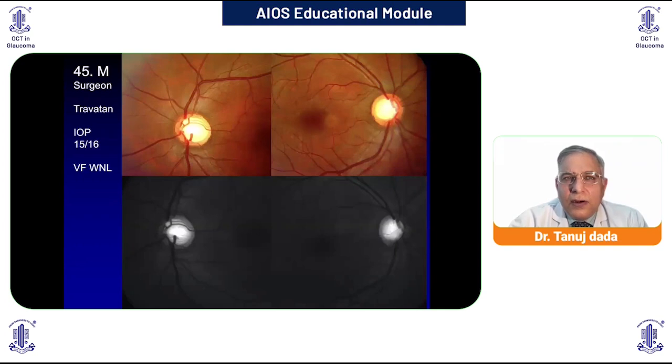So this was a 45-year-old surgeon referred to me for a second opinion. The patient had been using Travatan for 3 years. IOP was normal, and you can see the reason, because once you have a doctor coming to you and you have such threatening optic nerve heads, please look at the deeply excavated cup. So clinically, it definitely looks like glaucoma.